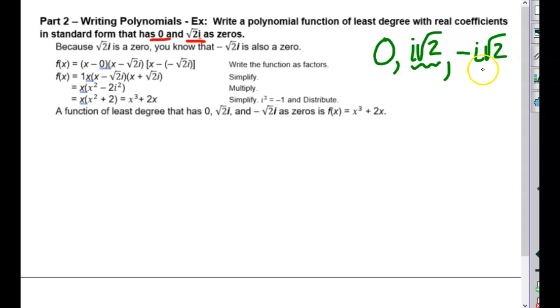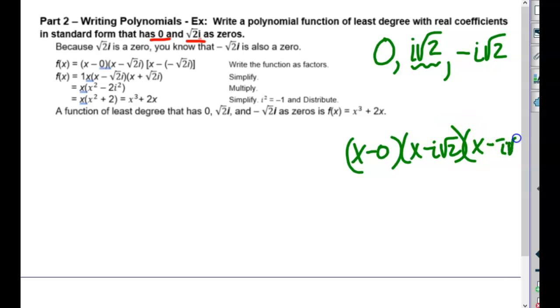of 2. Okay? Then when you write out the factors, you have x minus 0, x minus i square root of 2, and x minus negative i square root of 2, which would become plus i square root of 2. Does that seem okay? If these are, you'd have x minus i square root of 2 and x plus i square root of 2. Now, x minus 0 is just an x, yeah?